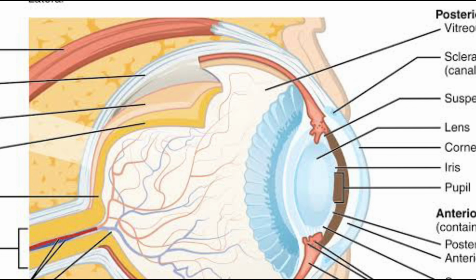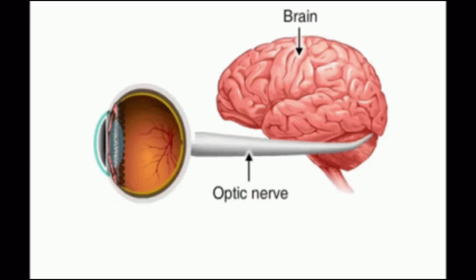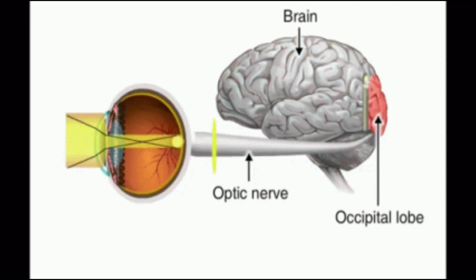So the light enters through the cornea, then passes through the pupil, then it gets focused by the lens and projects onto the retina, where it is converted into electrical signals, and these signals travel via the optic nerve to the brain, creating the perception of vision.